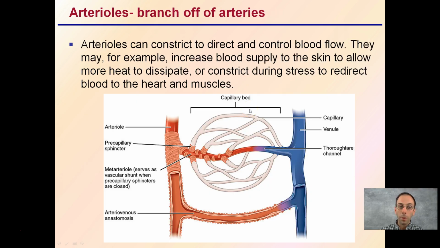Now arterioles, as I mentioned, can constrict to direct and control blood flow. They may, for example, increase blood supply to the skin to allow more heat to be dispersed in the environment, or constrict during stress to redirect blood to the heart and muscles. So here's our arterial example, and that's leading and getting closer to our capillaries.